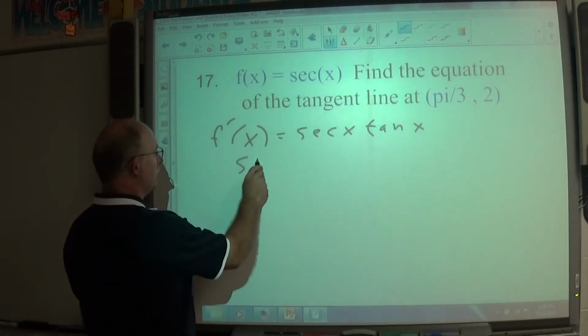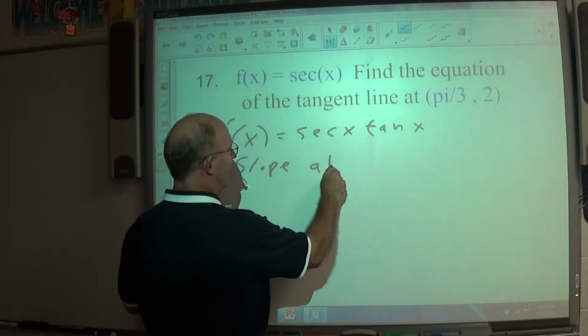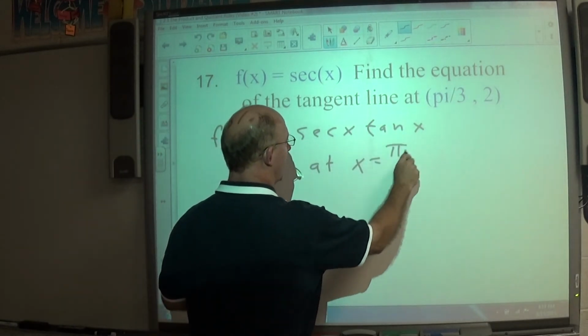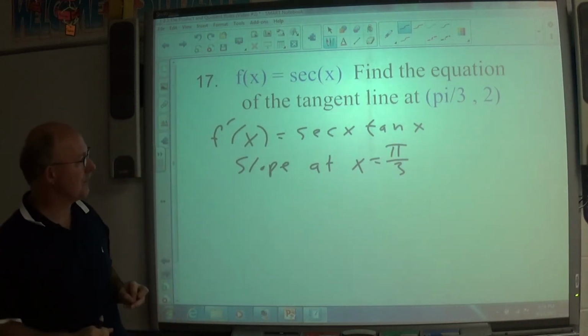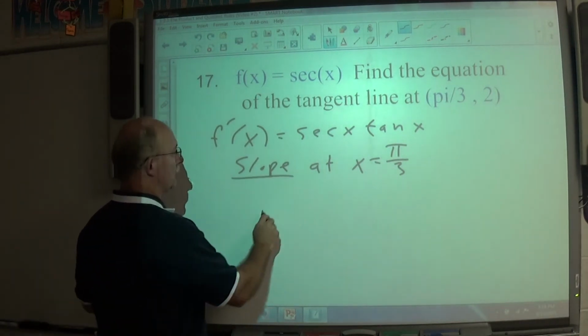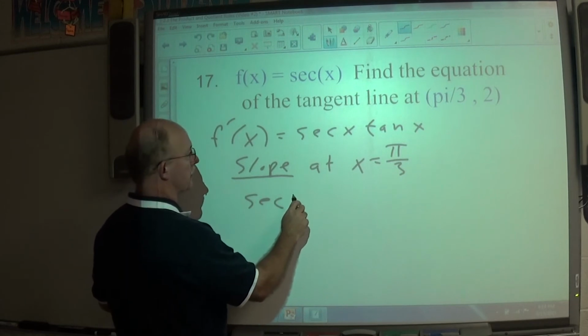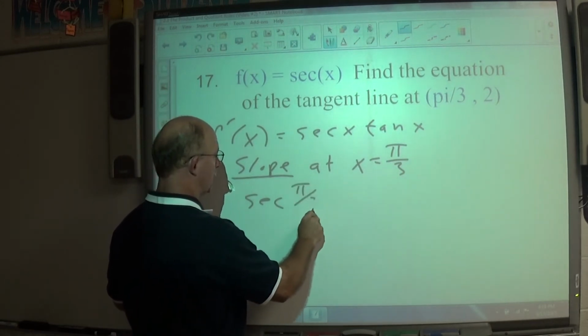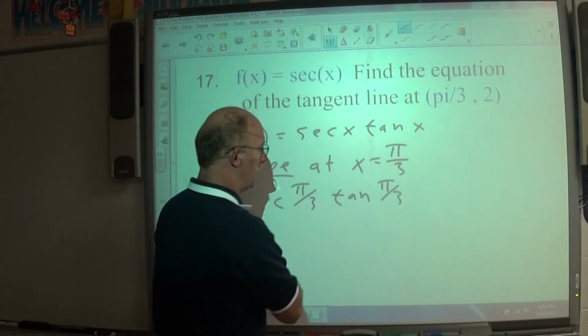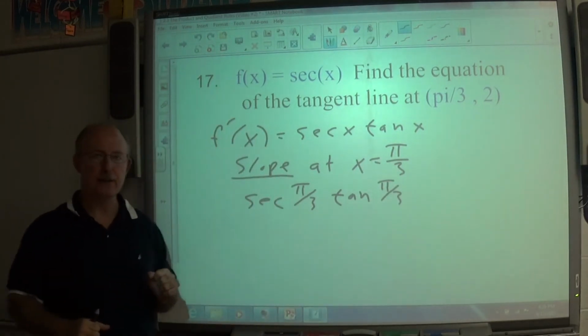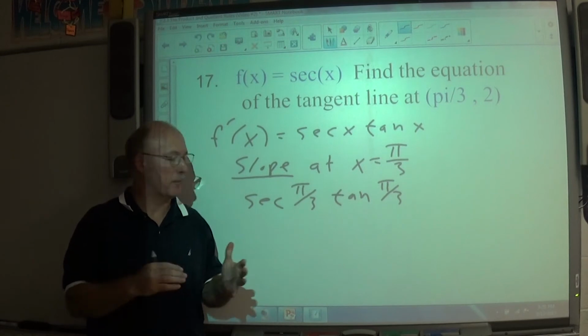So to get our slope, at x equals pi over 3, you've got to substitute pi over 3 into your derivative for x. And this will be secant pi over 3 times tangent pi over 3. Now, simplifying this is going to give us our slope, all right?